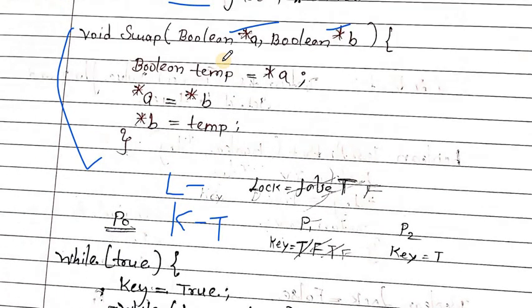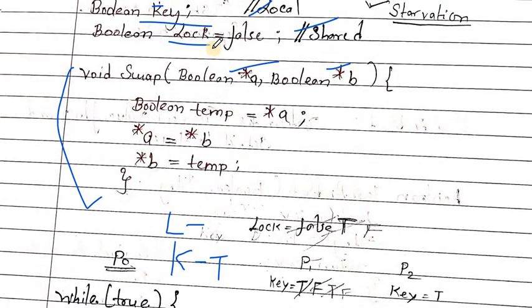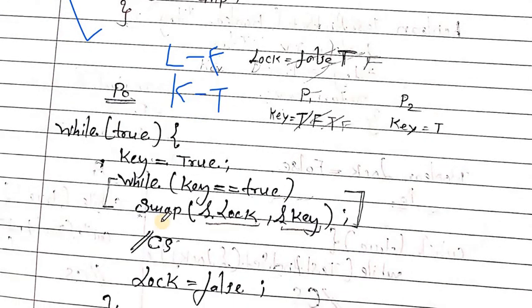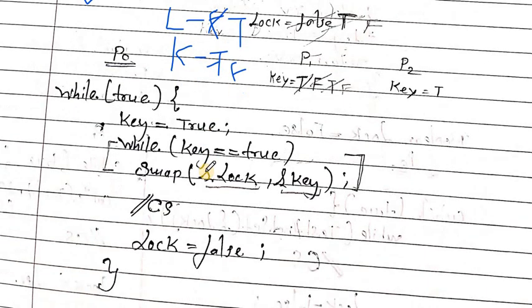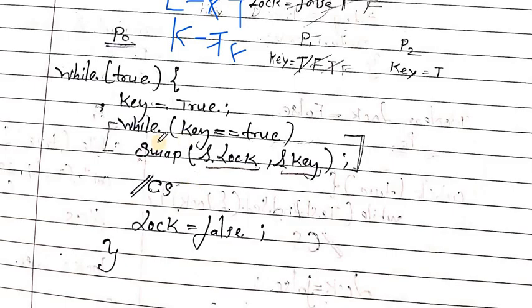Initially lock is equal to false. So just swap the values, make lock true and make key false. After that, P0 is in the critical section.